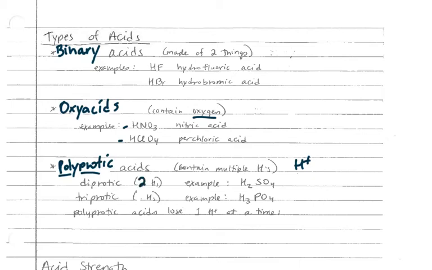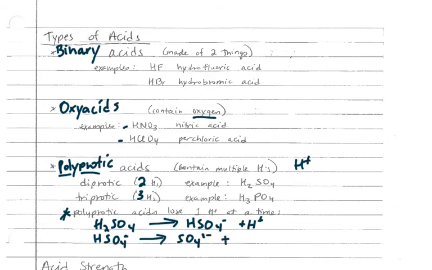So we have diprotic acids, which have two hydrogens. An example is H2SO4, which is sulfuric acid. Triprotic acids have three hydrogens, and phosphoric acid, H3PO4, is an example of that. The thing to know about polyprotic acids that will become more relevant later on is that they lose their protons one at a time. So for example, sulfuric acid, H2SO4. When you put it in water, it will dissociate into HSO4 minus and H plus, and then some of that HSO4 minus will dissociate into SO4 2 minus, the sulfate ion, and hydrogen ions. So it's a two-step process.